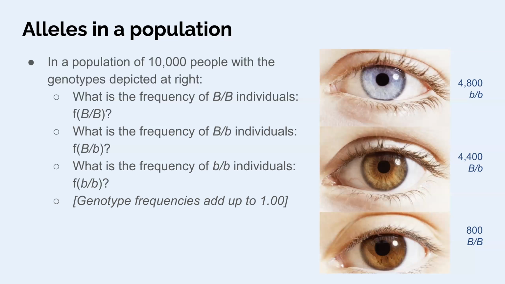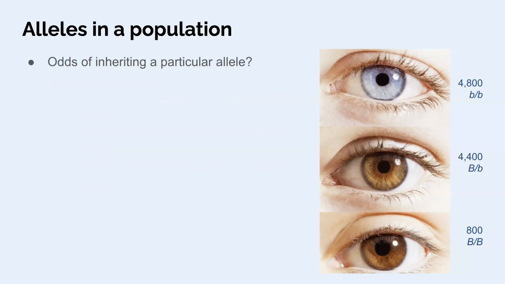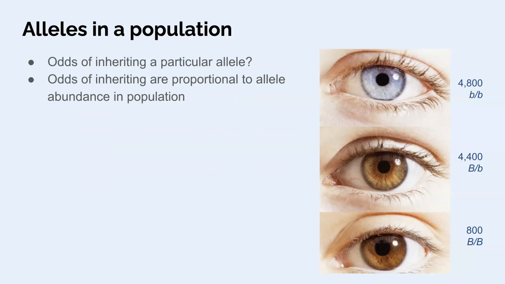And if we took those numbers and added them up, they should be equal to 100. So again, in our simplified example, we're going to consider that we have accounted for all possible genotypes using just these two alleles. So that's not too hard to calculate, especially if you have a total of 10,000 individuals in your population. What about the chance of inheriting alleles?